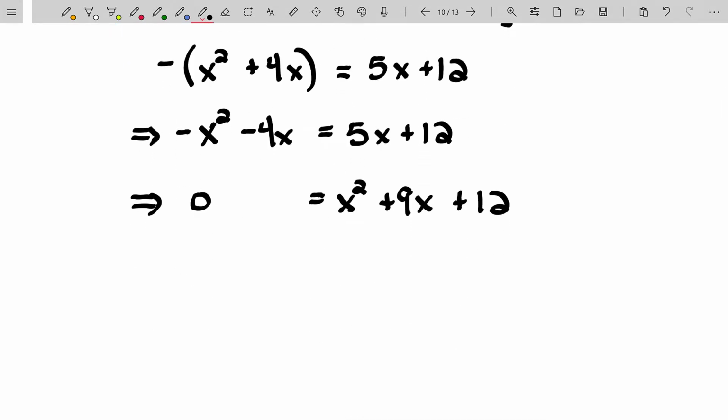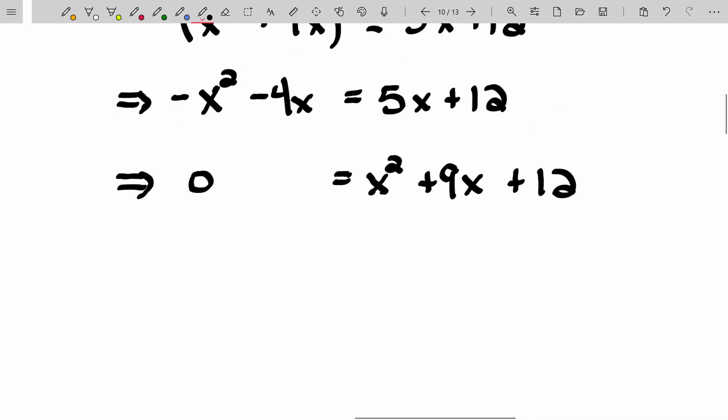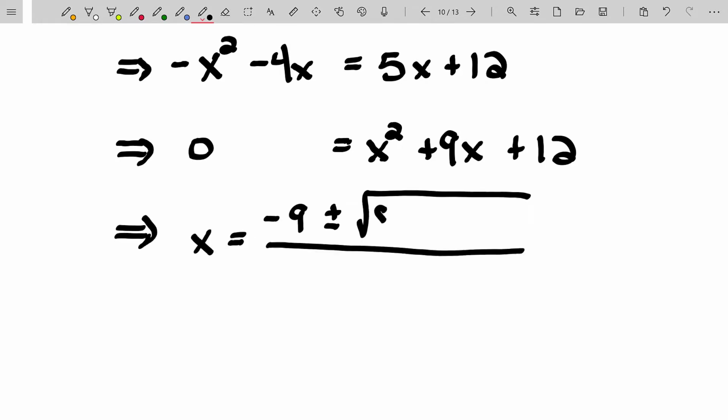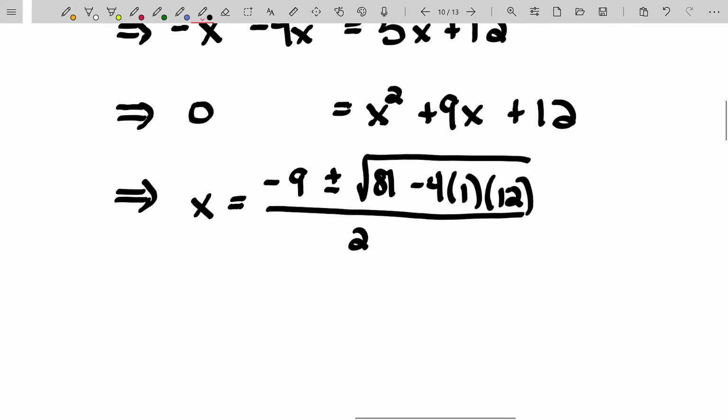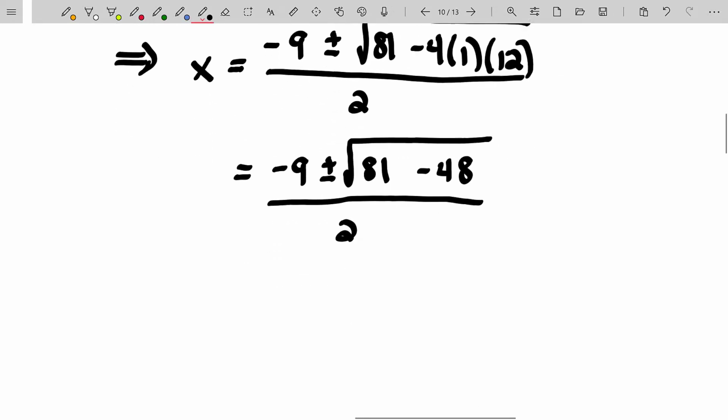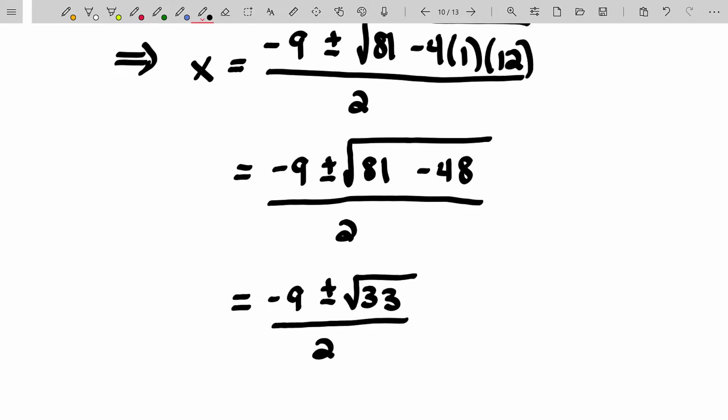Now this is a little bit of a pain as well, mainly because that is not factorable. Two numbers that multiply to 12 and add to 9 doesn't work, so we're going to have to use the quadratic formula here. Remember, the quadratic formula is opposite of b plus or minus the square root of b squared minus 4ac all over 2a. Cleaning that up, you get down to this, and a little extra cleanup, we get down to here.